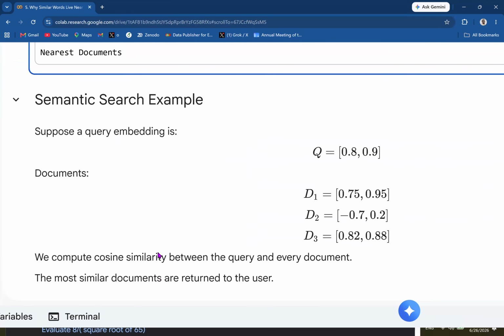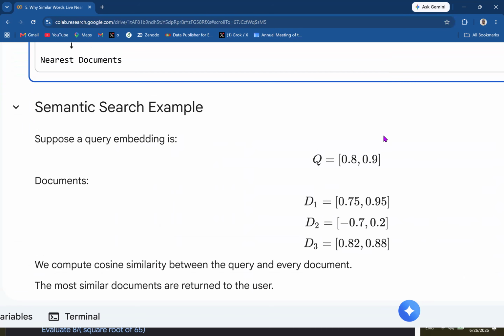Imagine a semantic search example. Suppose a query embedding is this. Maybe you put your query and it is embedded to be 0.8, 0.9 based on the context. And then you have documents D1, D2, D3 with 0.75, 0.95, minus 0.7, 0.2, and D3, 0.8, 0.88. Now you'll see that of all of these, the closest to Q here is D3, because this is 0.8, this is 0.82, this is 0.88, this is 0.9. So even the face value distance is like 0.2 in each case. This one may look close, but this is definitely close up. This is totally far away, right?